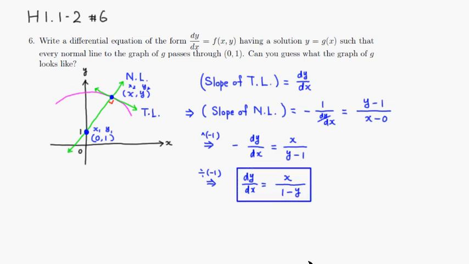Then let's answer the second part of the question. Can you guess what the graph of G looks like? Think of having a whole bunch of normal lines through 0, 1. I'm just going to draw a bunch of lines through 0, 1 like this, and here as well, and here as well.